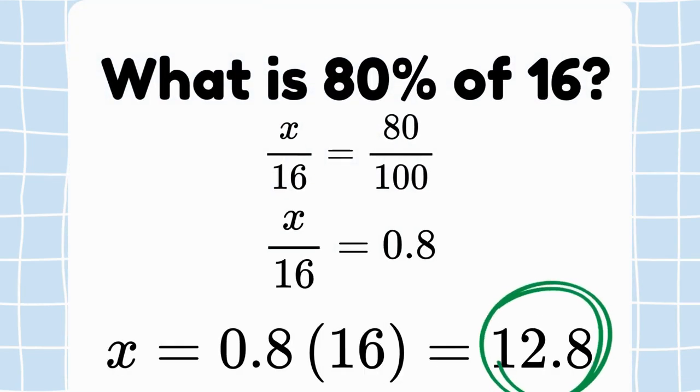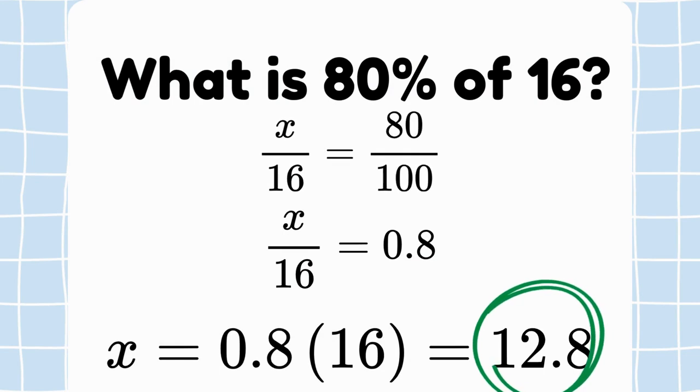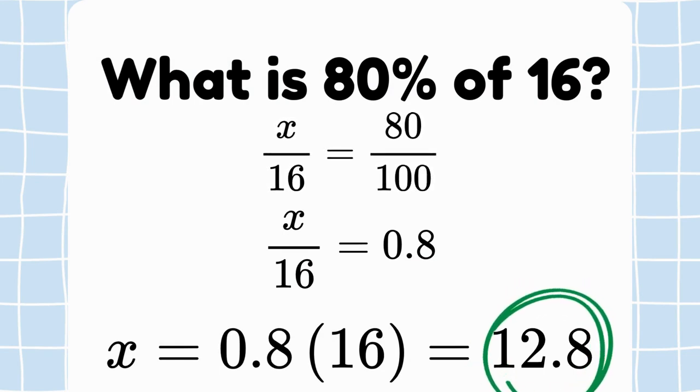From there, we can simply divide the 80 by 100, turn it into a decimal, and call that 0.8. And to get x alone, we are going to multiply the 16 in the denominator times the 0.8. So what is 80% of 16? It's 12.8.